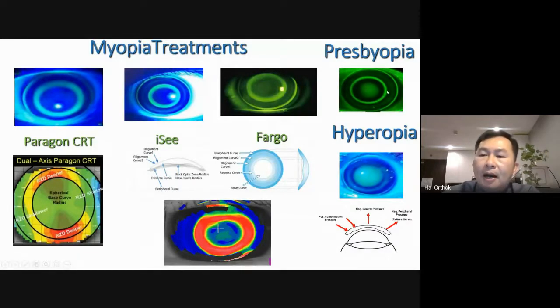Then on the right-hand side, we have a hyperopic design and a presbyopia design. We will see that we contribute the force on this design on the inner and outer of the alignment of the reverse zone right here. And we create the negative force on the central cornea. So we steepen the cornea at around 4 millimeter with the hyperopic lens. And we steepen the central cornea at about 2 millimeter with the presbyopic lens.